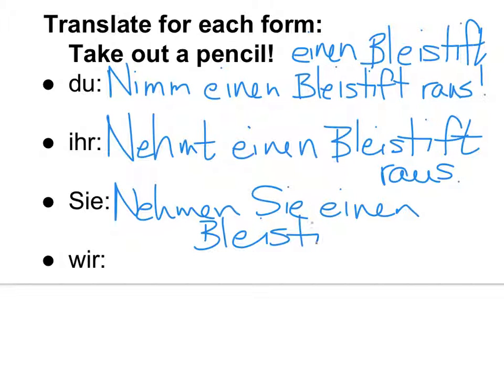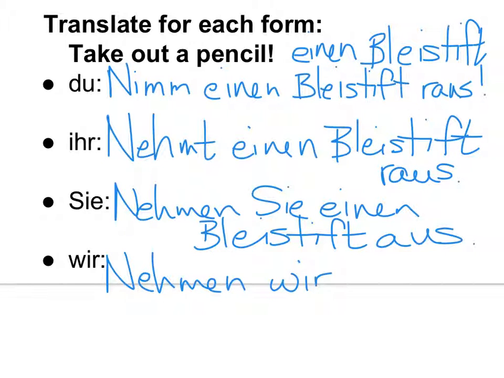And wir. Step 1, conjugate. Step 2, flip. Flip-flop. So we're left with nehmen wir. Let's take out a pencil.